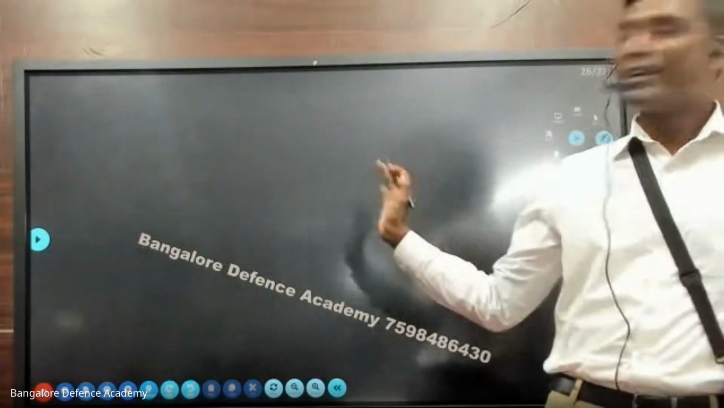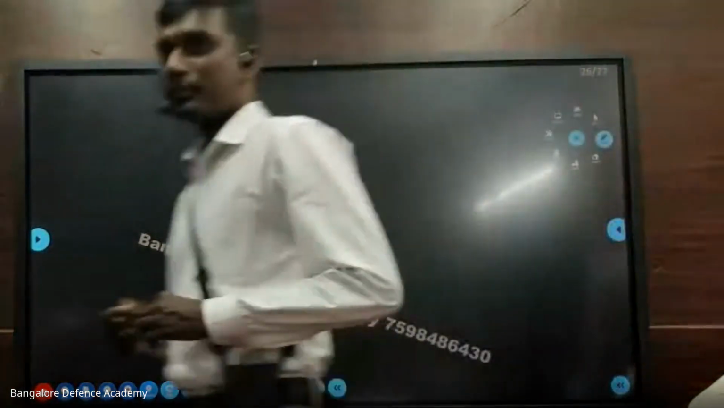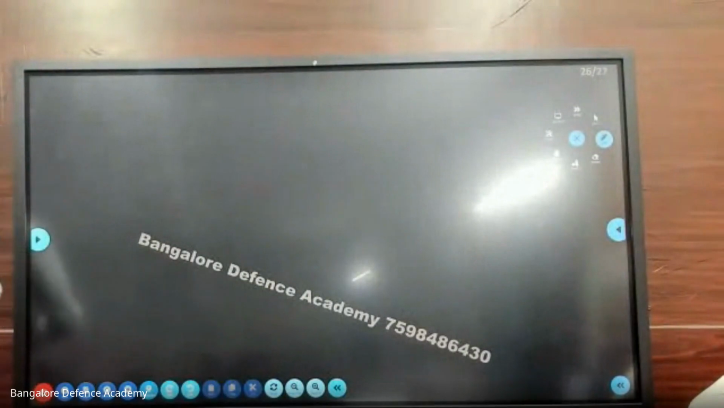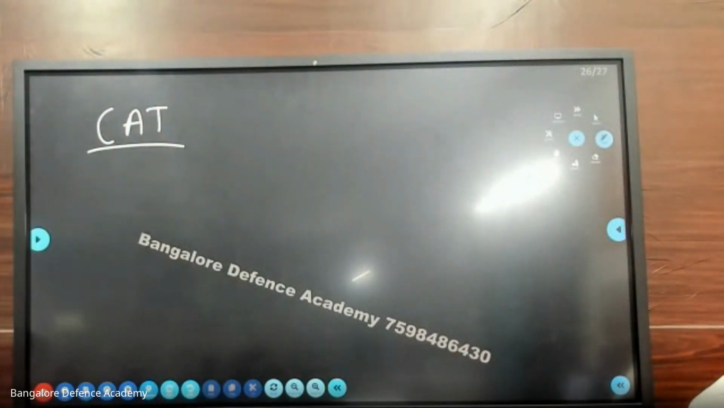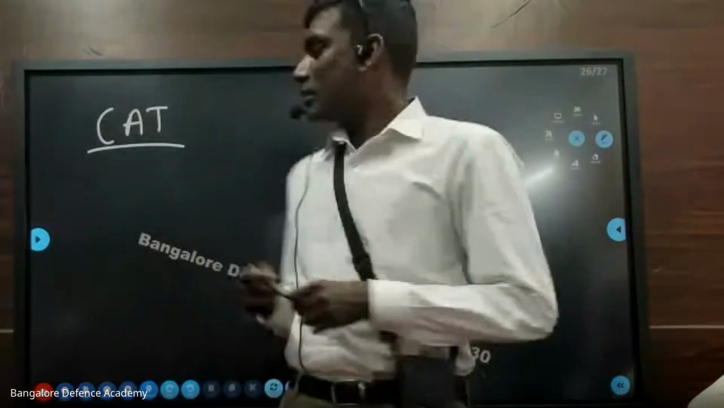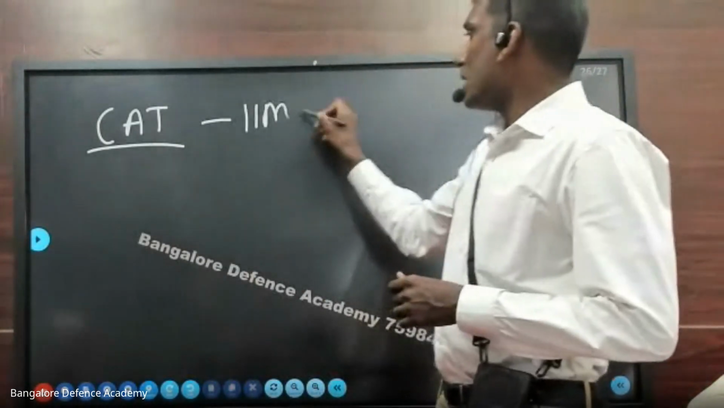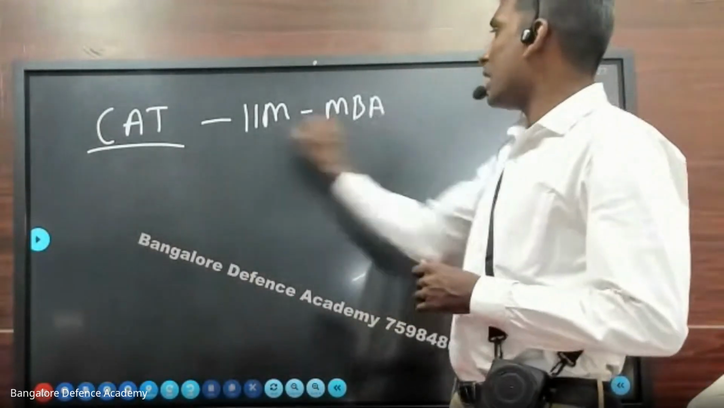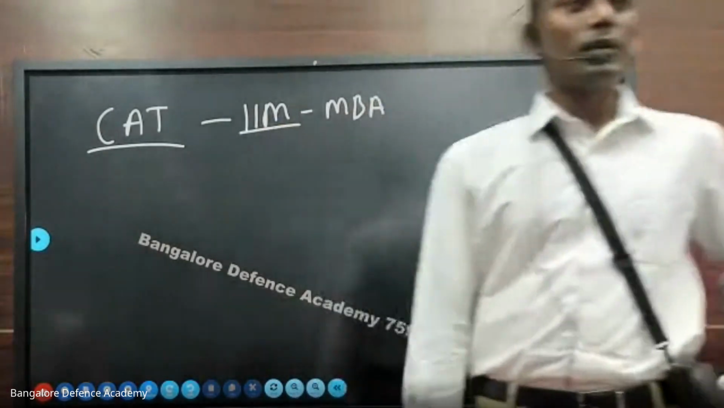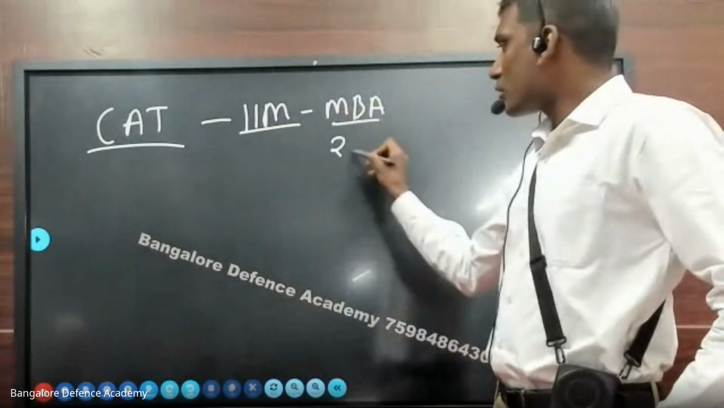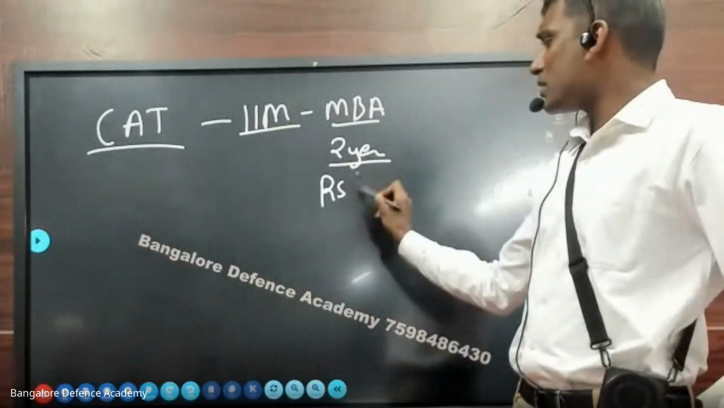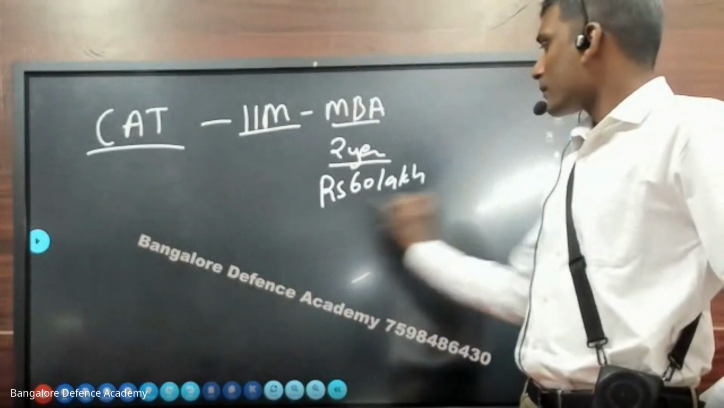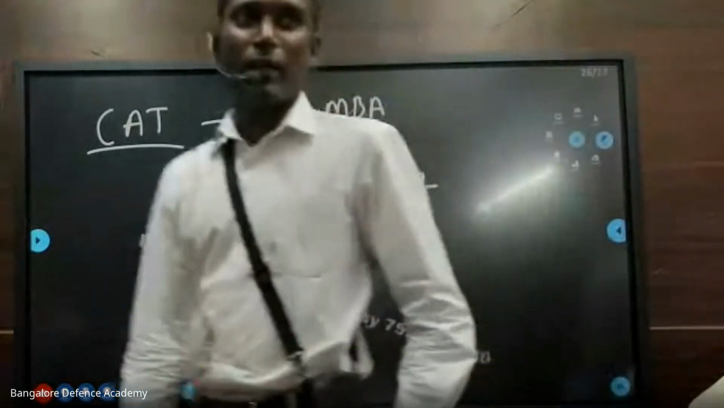Okay, eyes on the board. The book is written by Arun Sharma, and the book is for the CAT examination. What's the examination? CAT examination. And the CAT examination is for students who want to do an MBA in IIM. MBA is only for 2 years. How many years? 2 years. And fees is only rupees 60 lakh.